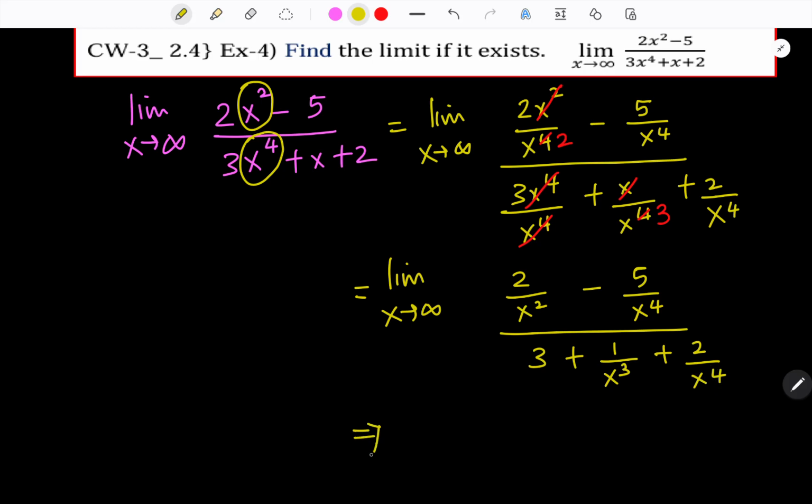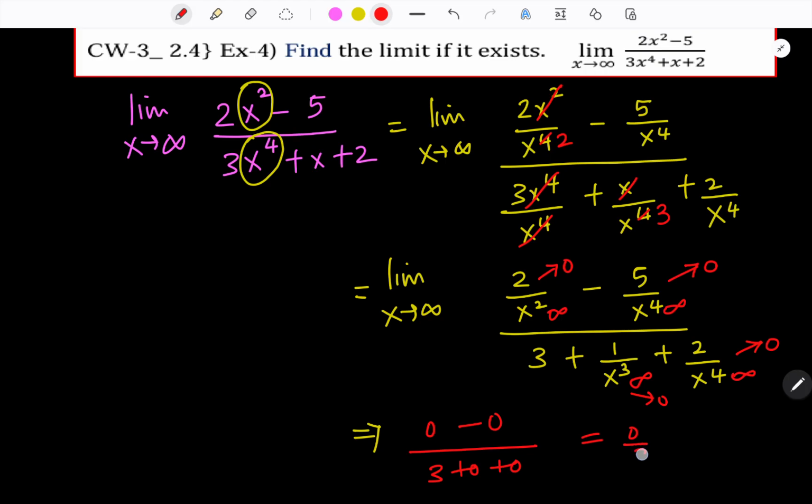As x goes to infinity, each of these denominators becomes infinity. So 1 by infinity is 0, and each of these terms becomes 0. So we get 0 minus 0 divided by 3 plus 0 plus 0, which becomes 0 divided by 3, which is equal to 0.